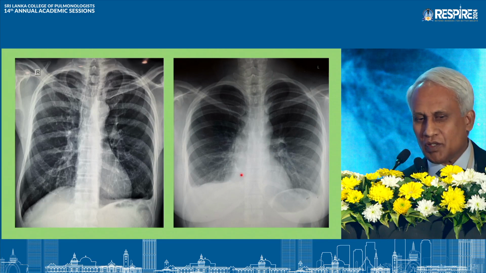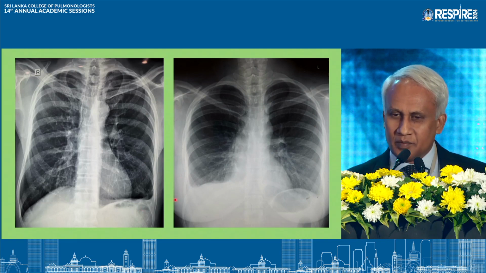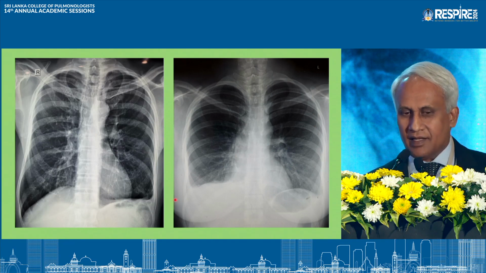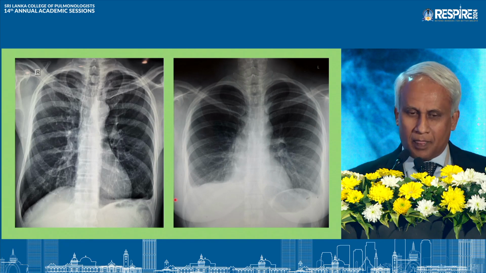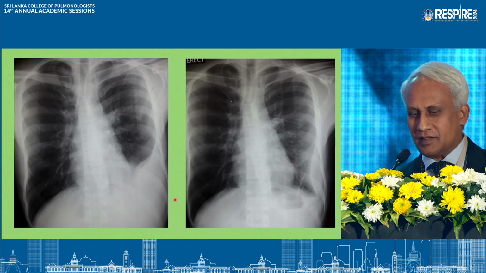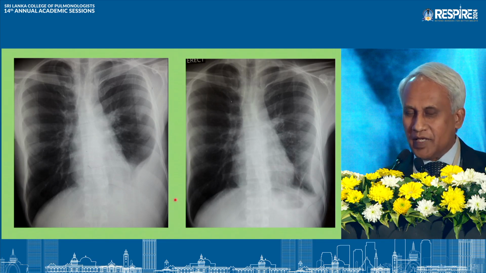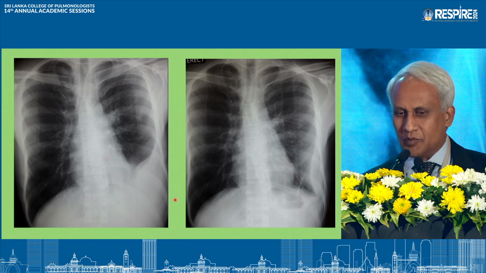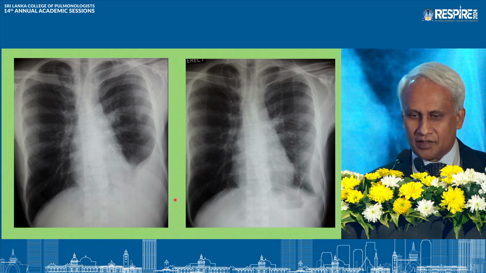So this is just to show you the blunting of the costophrenic angle. So early pleural effusions can cause this, and even pleural thickening can cause this. But remember, in pleural effusions, at the early stage, if there is a patient with pleuritic type of chest pain, fever, and your PA film might not show the pleural effusion, so you have to do a lateral X-ray and look at the posterior costophrenic angle.